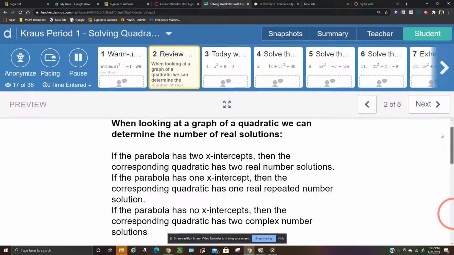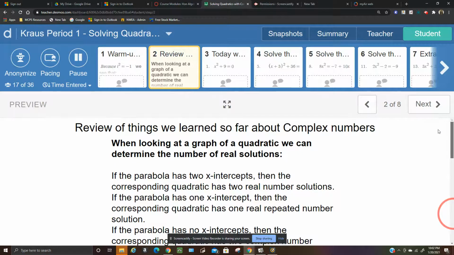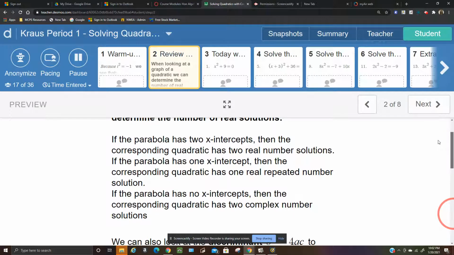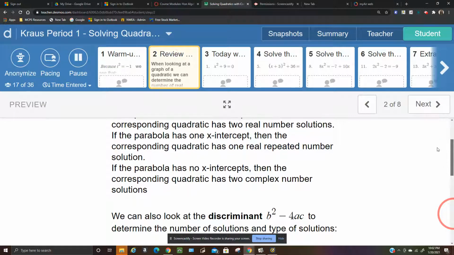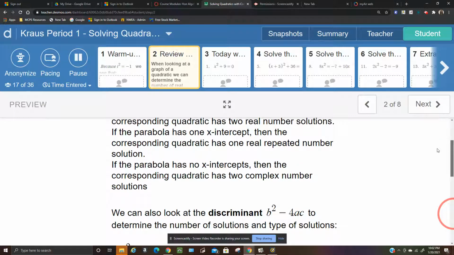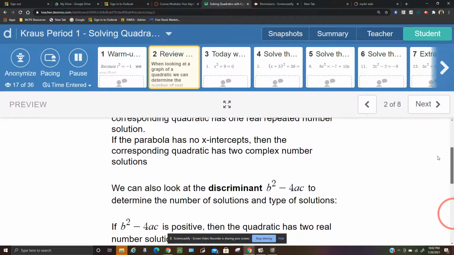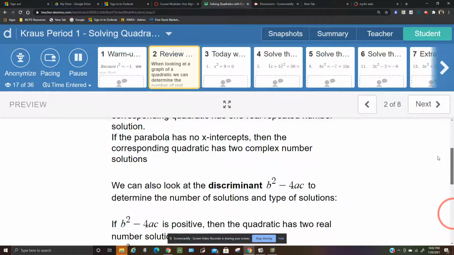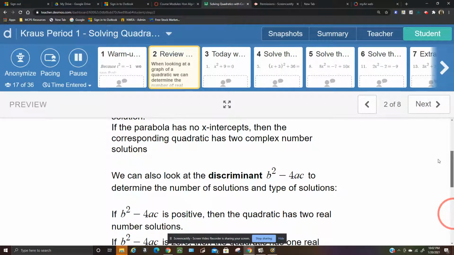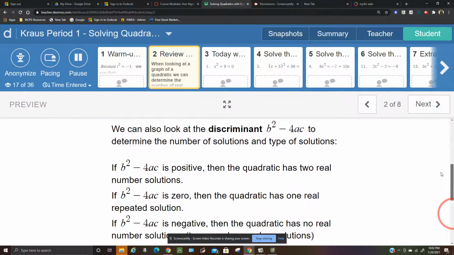Oh, I missed the top part of the slide here. Looking at a graph of a quadratic, we can determine the number of real solutions. If the parabola has two x-intercepts, then the corresponding quadratic has two real number solutions. If the parabola has one x-intercept, then the corresponding quadratic has one real repeated number solution. If the parabola has no x-intercepts, then the corresponding quadratic has two complex number solutions.